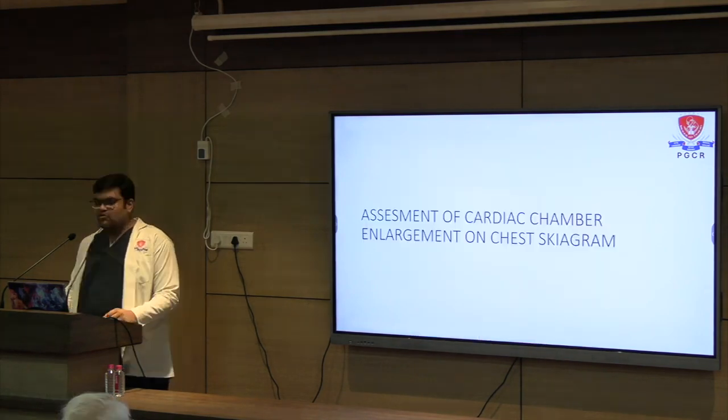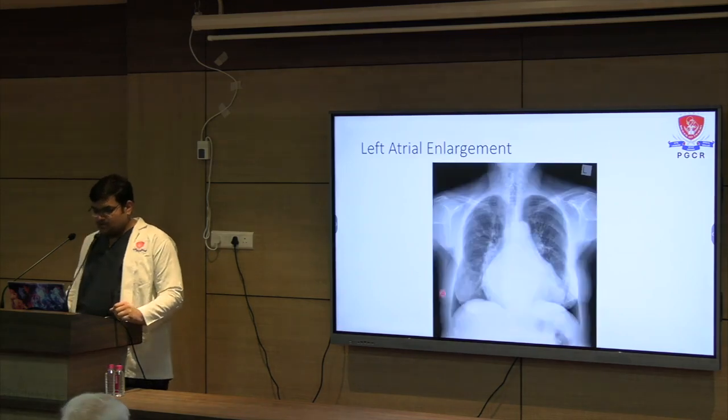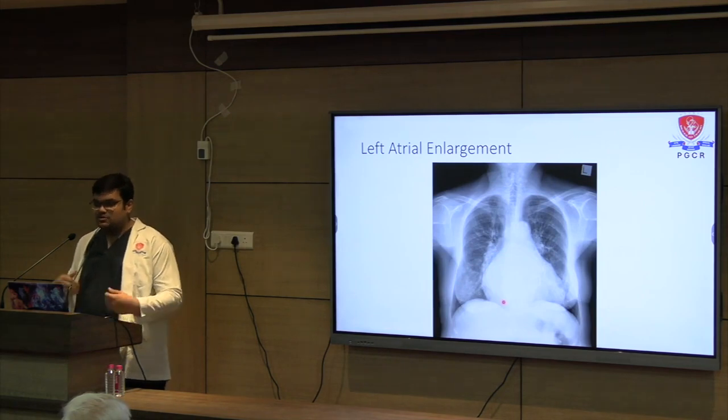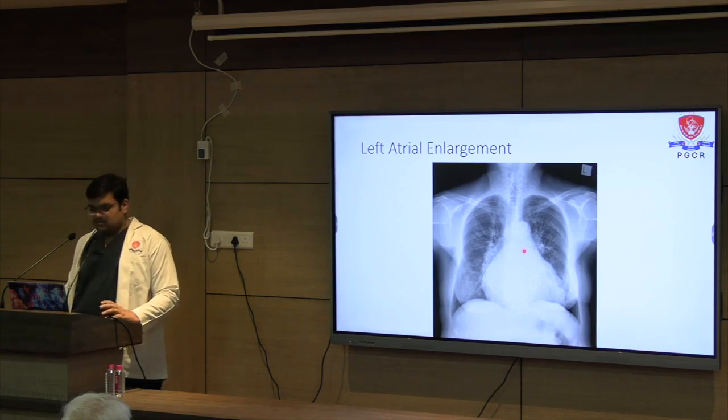Moving on to the assessment of cardiac chamber enlargement on the chest radiograph, we begin with left atrial enlargement. Left atrial enlargement typically presents as what we call a double density sign. There's a double border on the right side. This is the border of the right atrium. This is the border of the enlarged left atrium, and there is also splaying of the carina. So these features are consistent with left atrial enlargement.